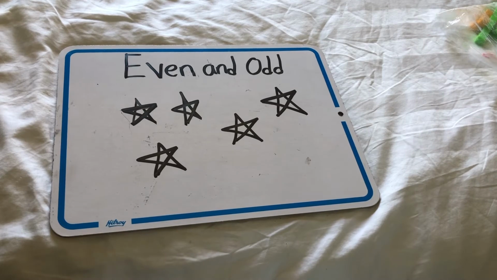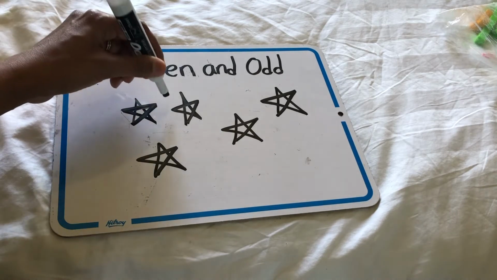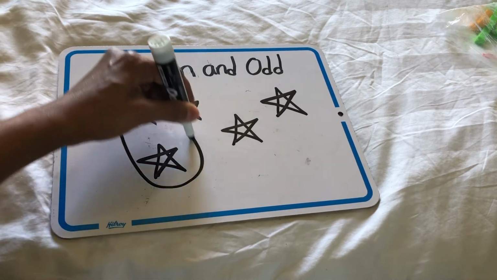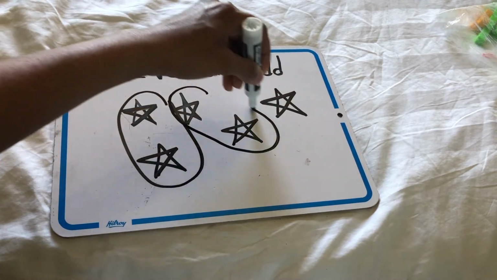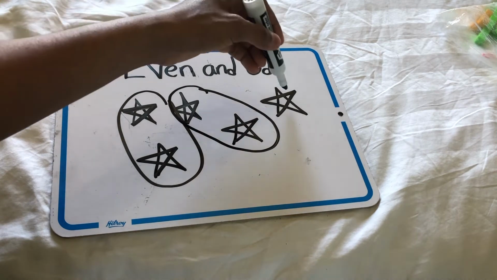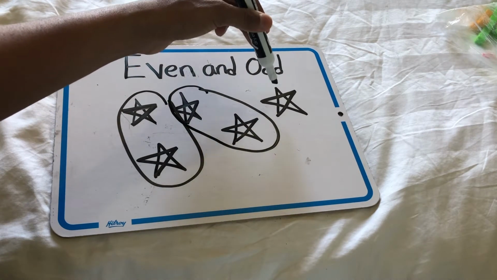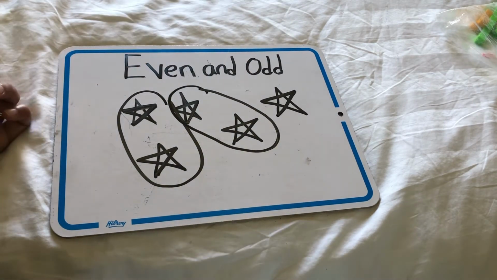For this next question, I drew some stars on my board, and I want to figure out whether this number is going to be even or odd. So let me pair up my stars and see what happens. So this star over here, I'll pair it up with this star down here. This star over here, I'm going to pair it with this star, and this star is out here all by itself.